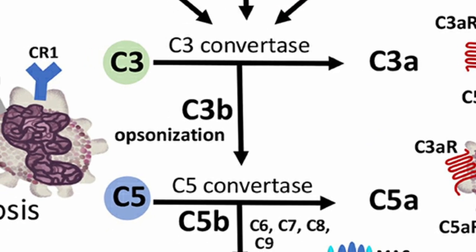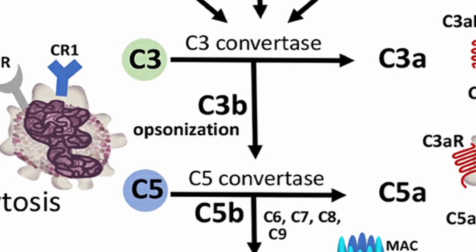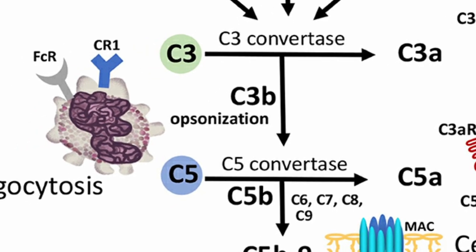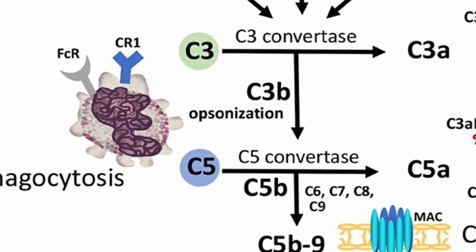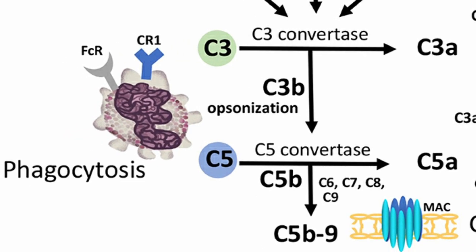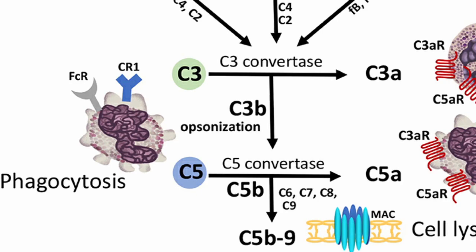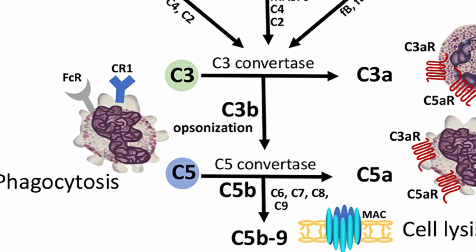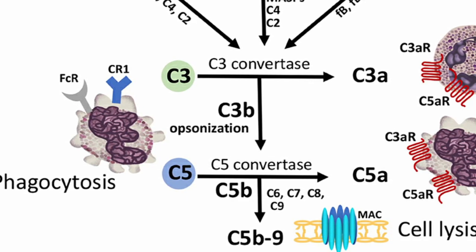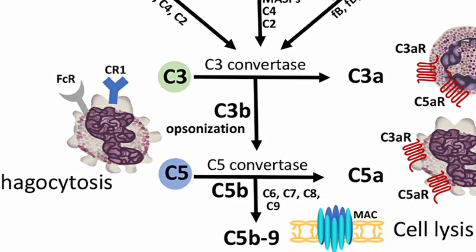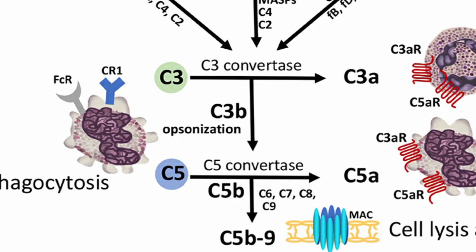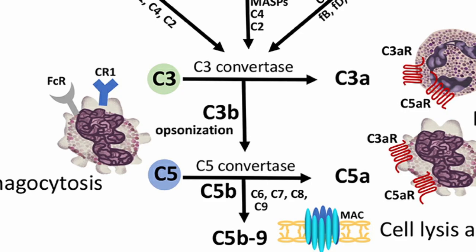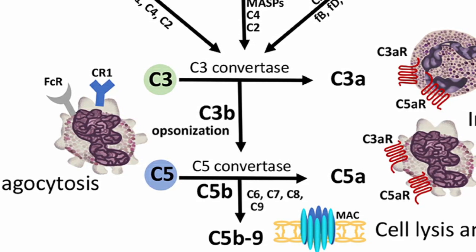C3b is crucial in opsonization, which is the process where it marks pathogens for phagocytosis, and in the formation of membrane attack complexes, also known as MACs. The C3b fragments generated in the previous step can associate with other complement proteins to form C5 convertases. C5 convertases cleave complement component C5 into C5a and C5b fragments.